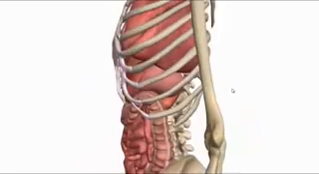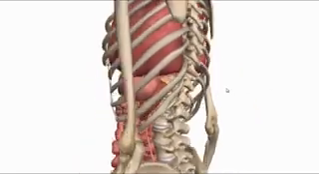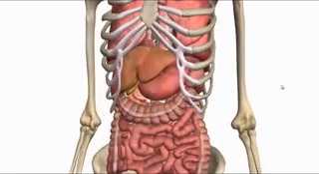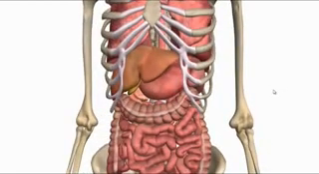Hopefully that's orientated you a bit, and you know exactly where the kidneys lie now. Next we'll talk a little bit about the capsules of the kidney and the blood supply to the kidney. Then we'll do another tutorial on the internal structure of the kidney.